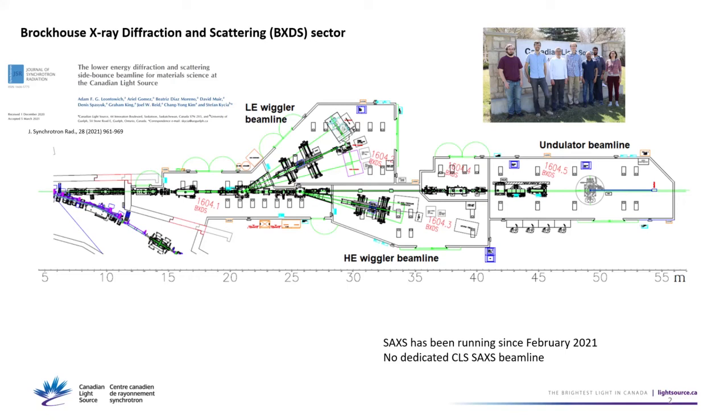I'm mostly going to talk about the SAXS end station. Most of the development has been done at the low energy Wiggler beamline, but in the future we'll do more work at the undulator beamline too, and maybe even the high energy Wiggler beamline at some point. So it's a fairly new end station. We've really only been up and running since 2021, and there's no dedicated SAXS beamline at CLS. A lot of synchrotrons will have their own beamline totally dedicated to SAXS. We're more of a multi-purpose facility that also does SAXS.